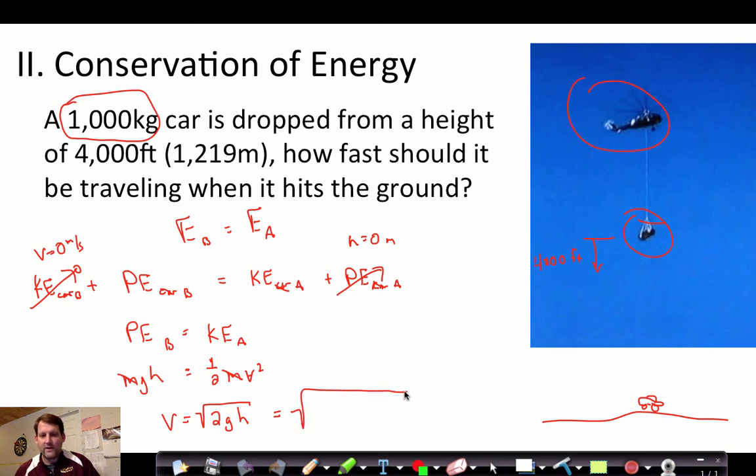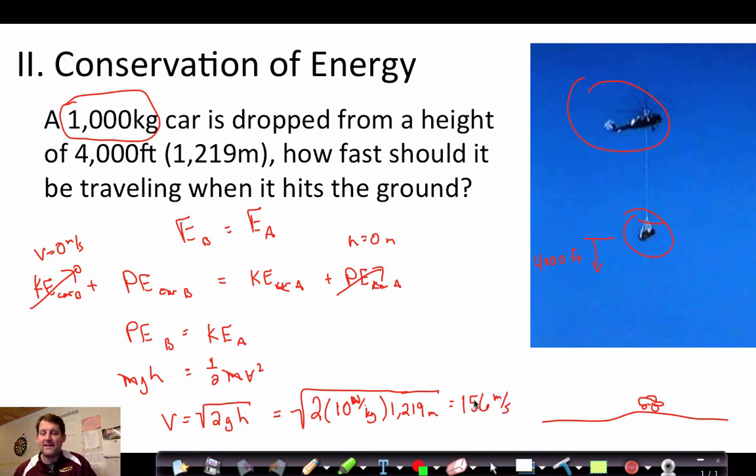So now I just plug in numbers here, and I say that, hey, 2 times g, I'm going to cheat and use 10 newtons per kilogram. And if you want to put meters per second here, it's the same units. And then the height is 1,219 meters. When I do this on my calculator, I get a number, I don't know. It's a fast number. Let me do it real fast. 20 times 1219, square root that, 156 meters per second.